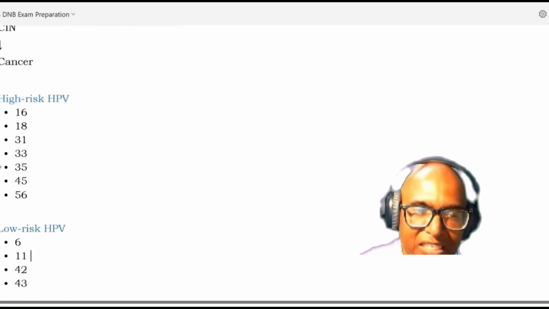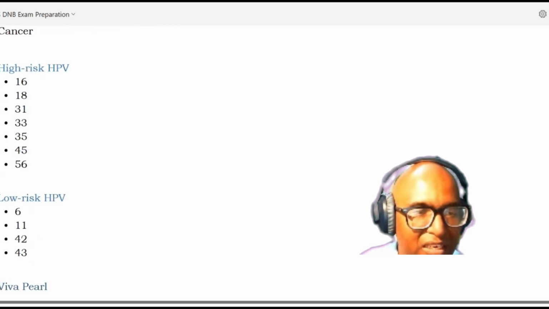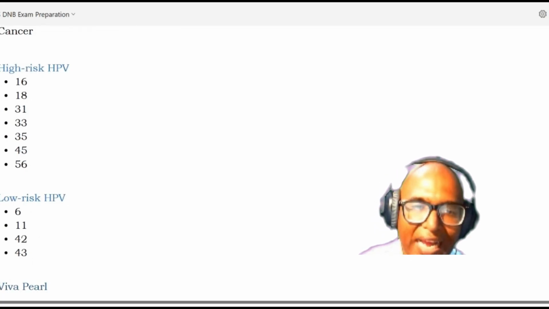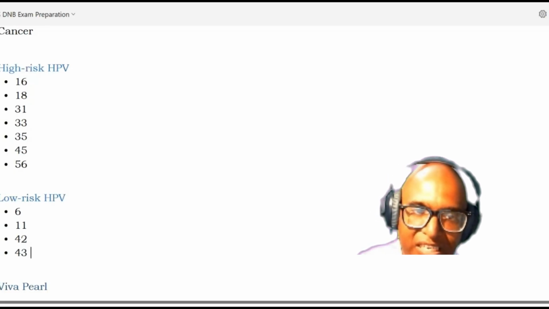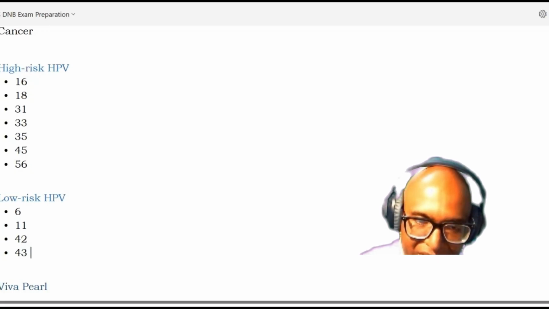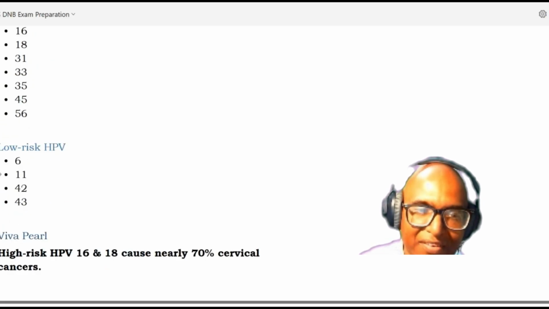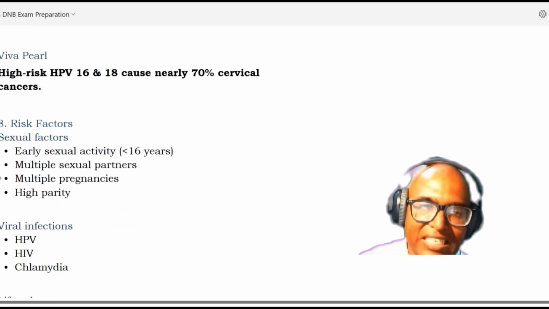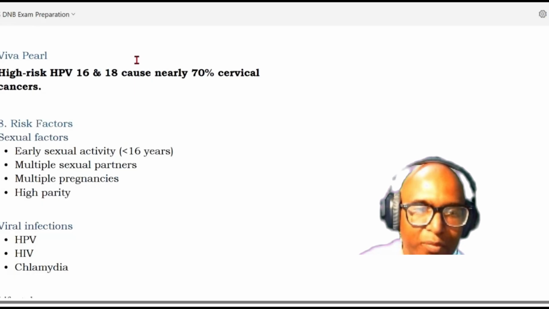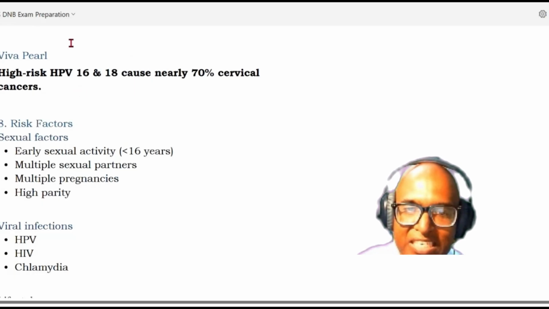So which are the high risk HPV and which are the low risk HPV? Again, a very important question. High risk HPV are 16, 18, 31, 33, 35, 45, and 56, while low risk are 6, 11, 42, 43. As far as high risk are concerned, these two you have to remember: 16 and 18. HPV 16 and 18 are responsible for more than 70% of cases of the cancer.